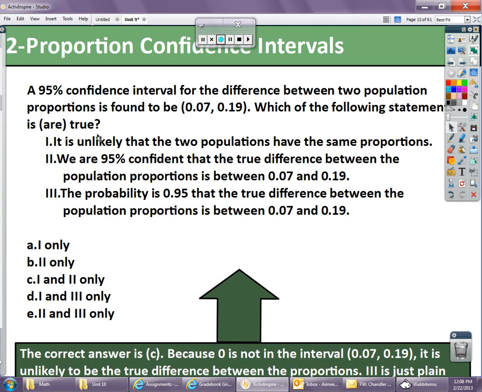That it is unlikely the two populations have the same proportions, and you're 95% confident that the true difference between the populations' proportions is between 0.07 and 0.19. The confidence level is not a probability.